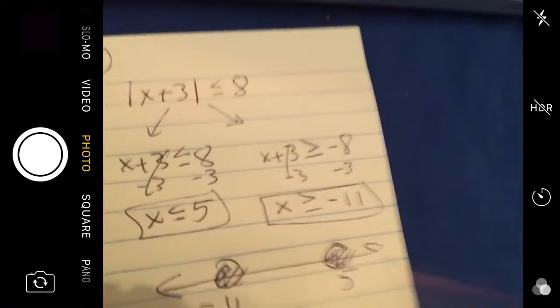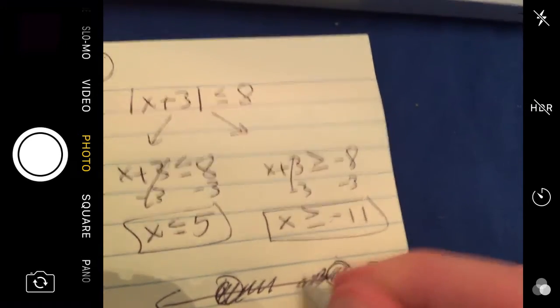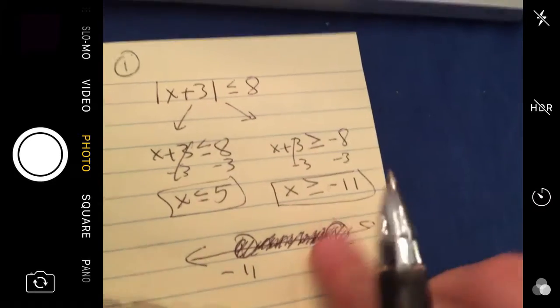And then it says x is greater than or equal to -11 and less than or equal to 5. This is an and situation, so shading's between these here. Alright, so there's number one, and our number one solution.